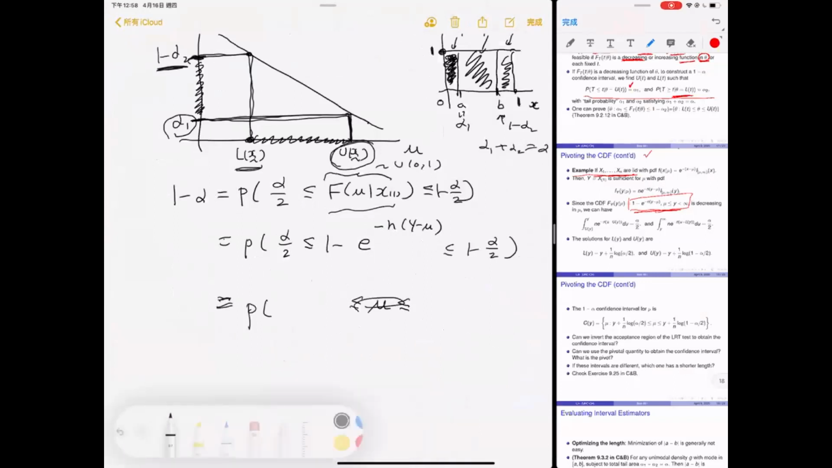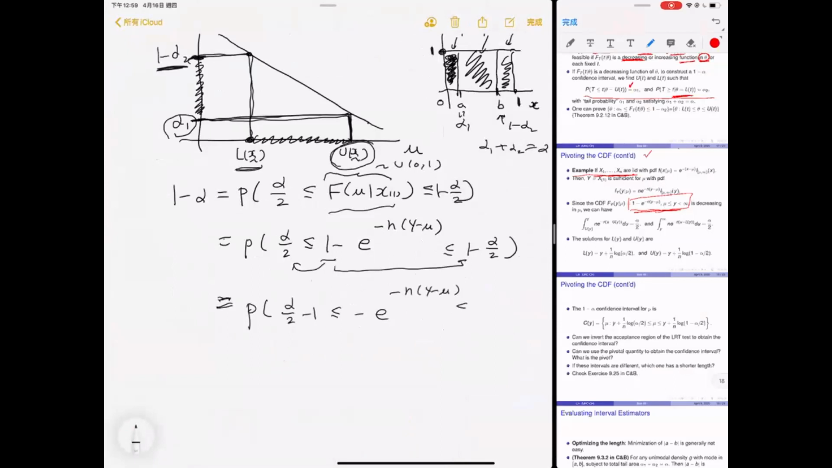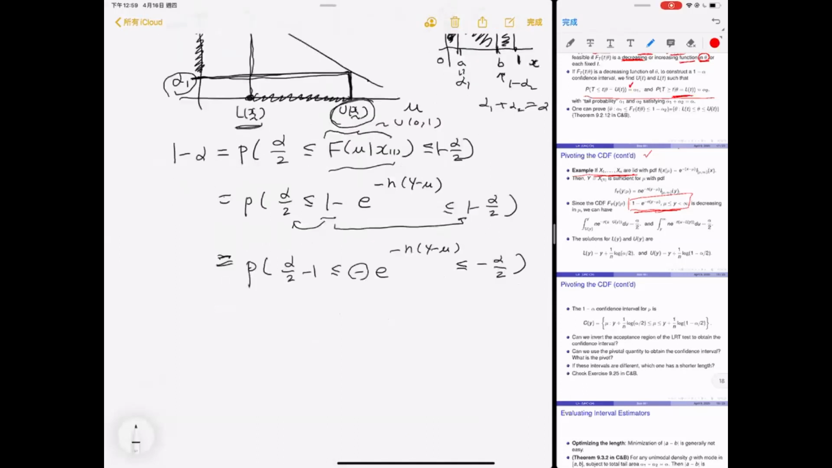So the way I do so is this. I can move the 1 to both ends. Basically alpha 1 minus 1 is smaller than minus exponential of minus n (y minus mu), which is smaller than minus alpha 2. Both ends minus 1. Then apply the minus sign on both ends, but with the minus you have to pay attention: because minus is decreasing, your upper bound becomes the lower bound.